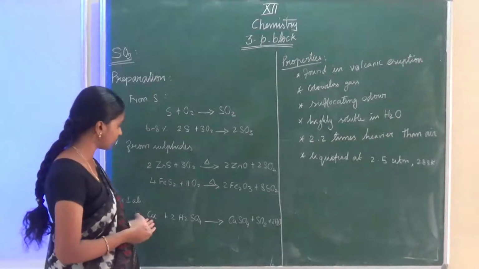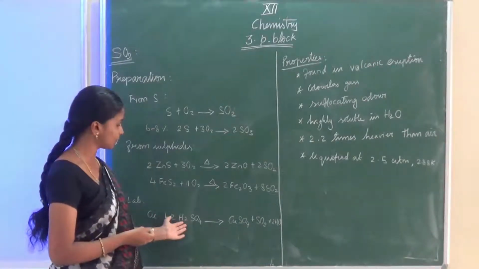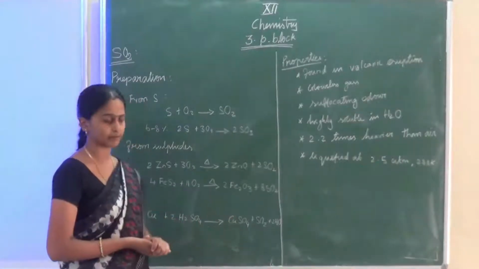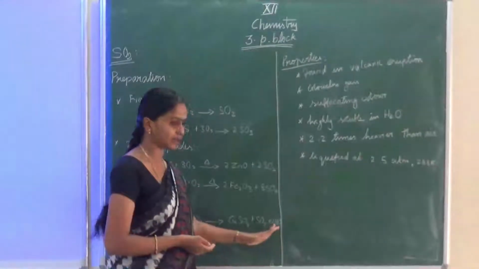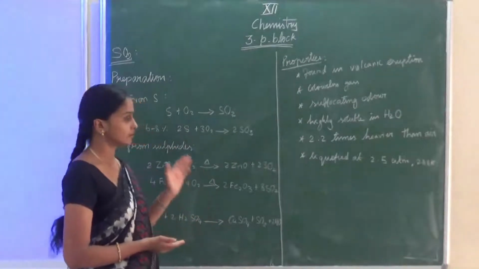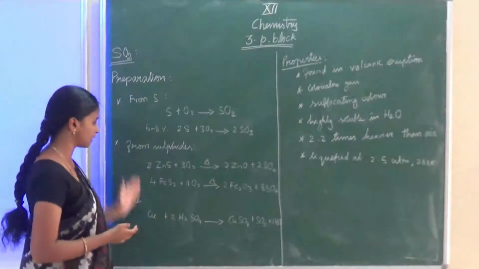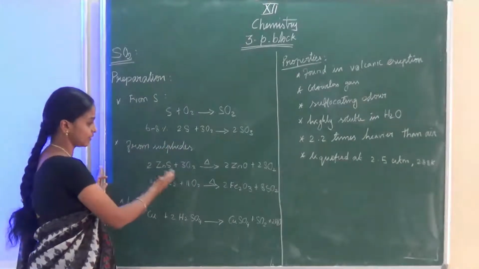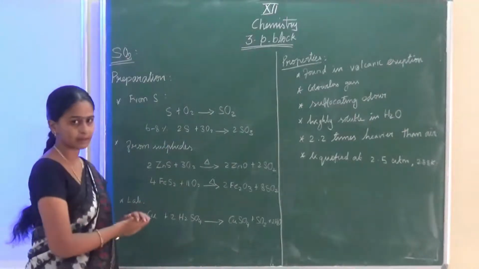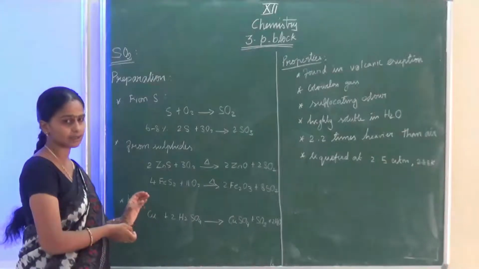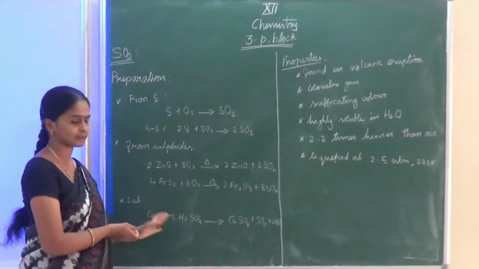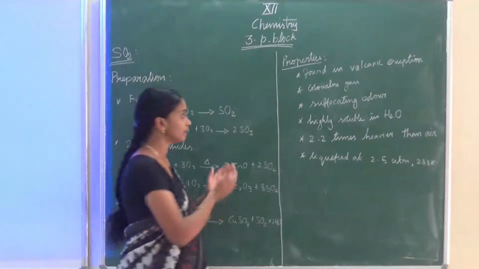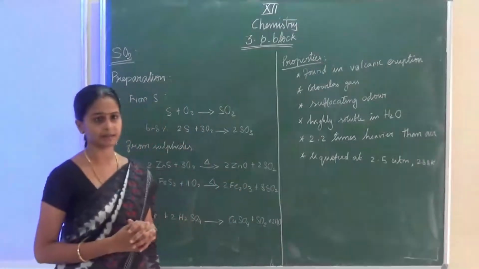When copper is treated with sulfuric acid, it reacts and produces copper sulfate, sulfur dioxide and water. If they ask a 3 mark question, you have to write all three: from sulfur, from sulfides, and how we can prepare it in the lab. If they ask how you will prepare sulfur dioxide in the lab, you have to write the exact equation. The next one is the physical properties of sulfur dioxide.